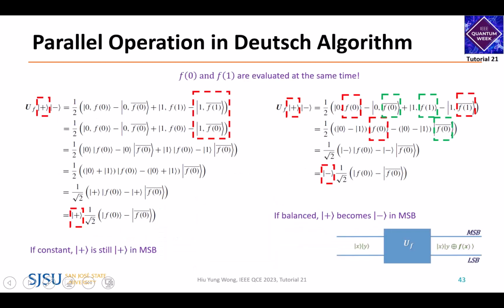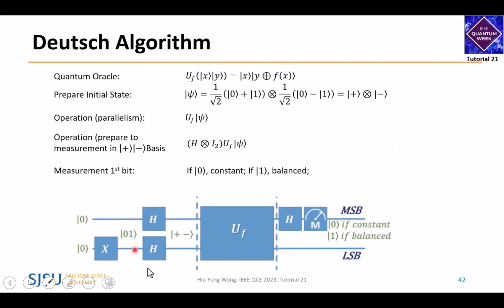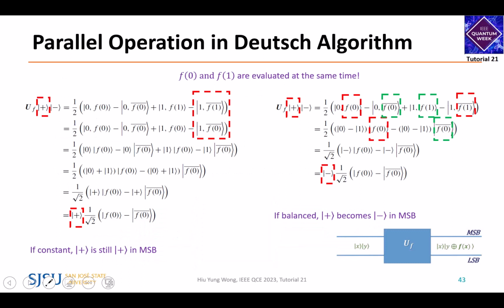And let's dive a little bit more into how this one will work. This is the superposition state I just mentioned, right? We prepare this into plus minus by using a Hadamard gate and NOT gate. Then we apply this to the quantum oracle.